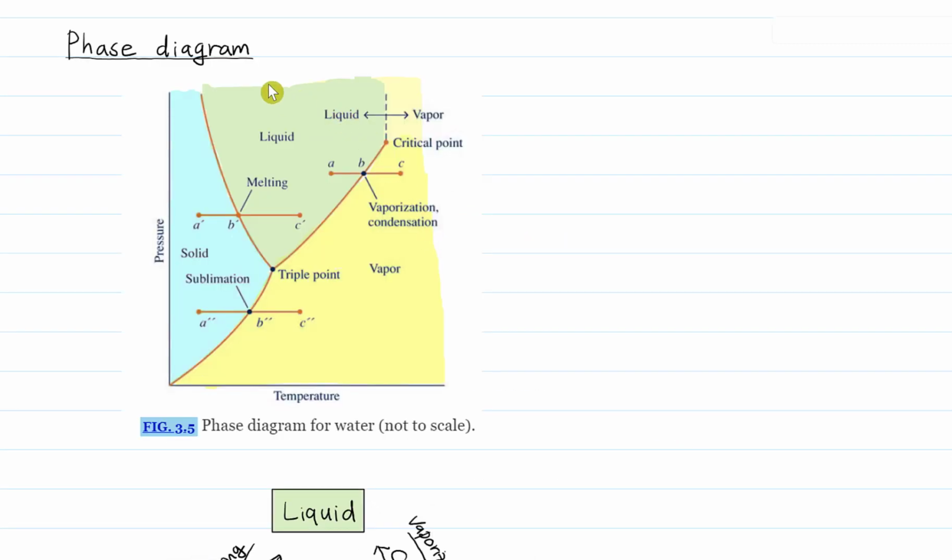On the PT diagram or phase diagram, we can see the three phases: solid, liquid, and vapor. If the pressure and the temperature go beyond the critical point, it is called the supercritical fluid. The supercritical fluid has a unique state with intermediate properties of the liquid and gas phases.